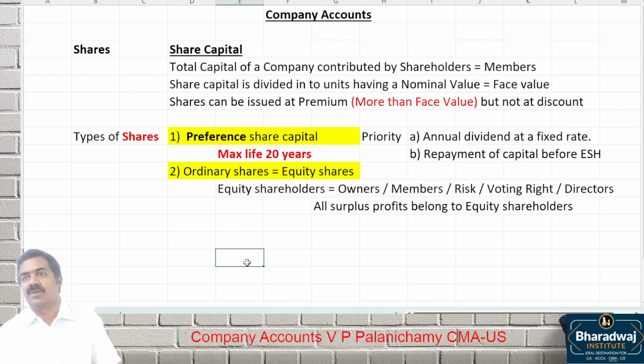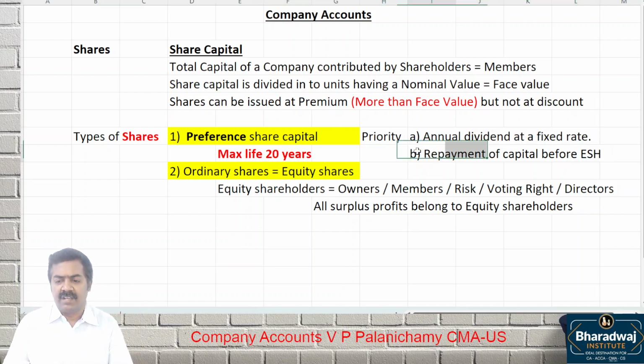They don't look at the business and invest money. They look at equity shareholders. They trust us. They invest money. That's why we are paying them dividend first. We repay the capital before equity shareholders are repaid. That is the reason. Since they gave the money, we will not allow them to decide for our family.